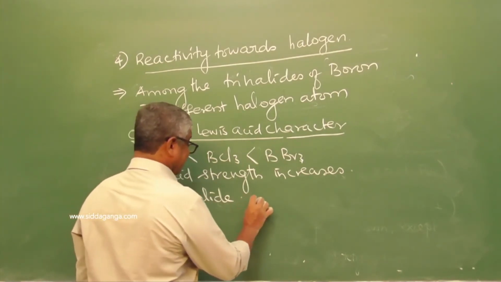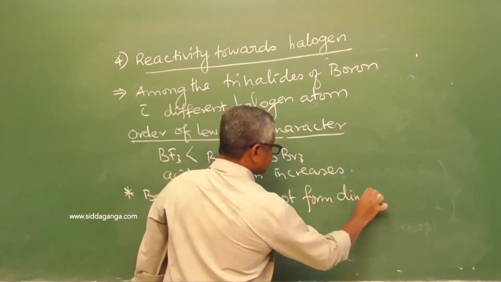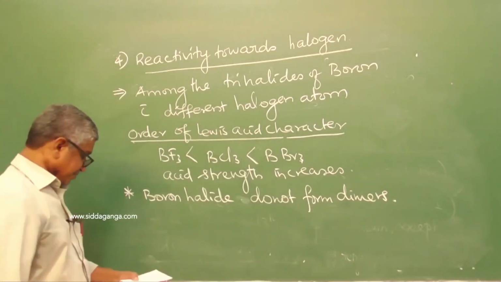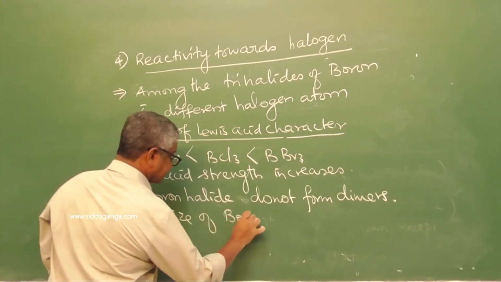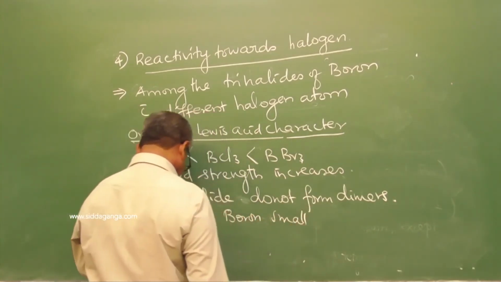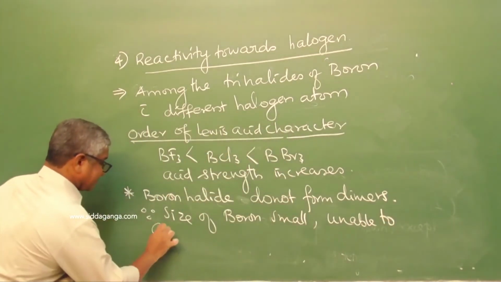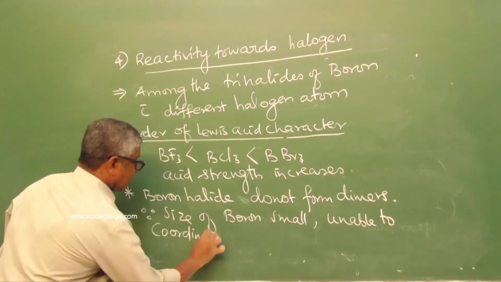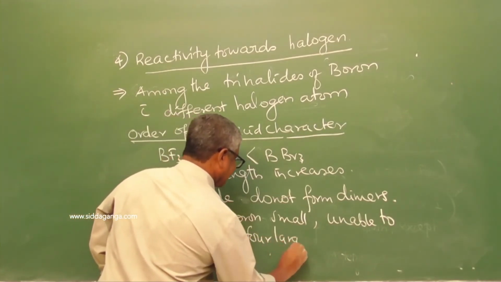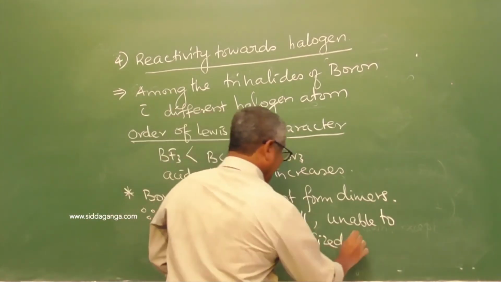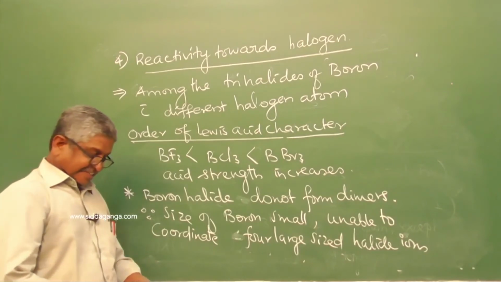Boron halides do not form dimers because the size of boron is small, unable to coordinate four large sized halide ions.